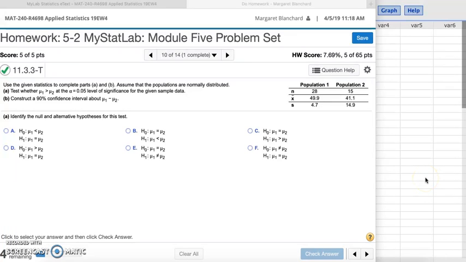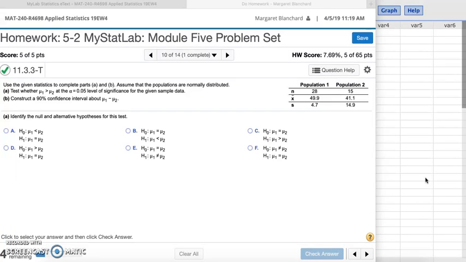Module 5, problem number 10. Use the given statistics to complete parts A and B. Assume the populations are normally distributed. A, test whether mu1 is greater than mu2 at the alpha equals 0.05 level of significance for the given sample data. Part B, we're going to construct a 90% confidence interval about mu1 minus mu2.